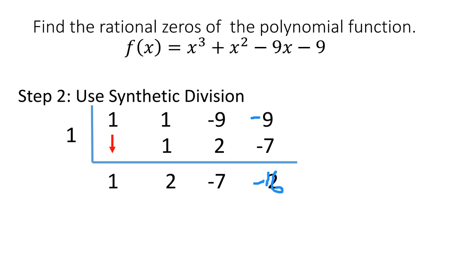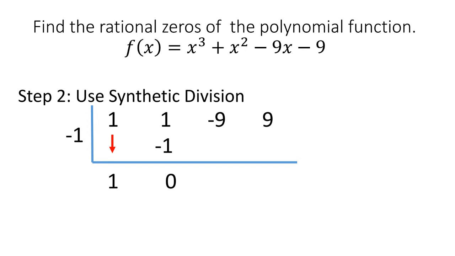So that first one was not a 0. So let's go ahead and try our next possible one. So x equals 1 is not a 0. So let's try our next possible. Let's try negative 1. Again, this last one is a negative 9, and I'll fix it as I go on.